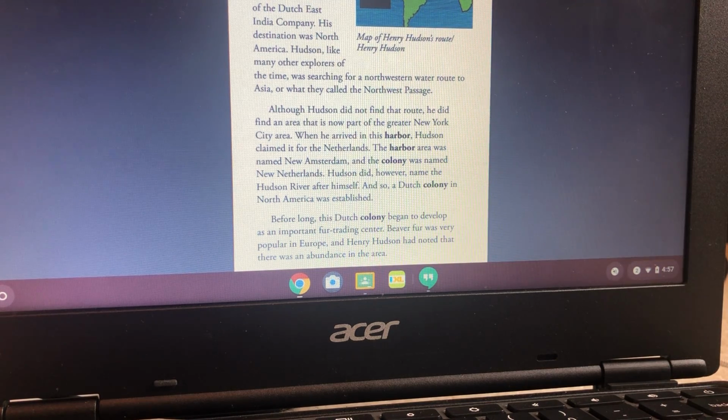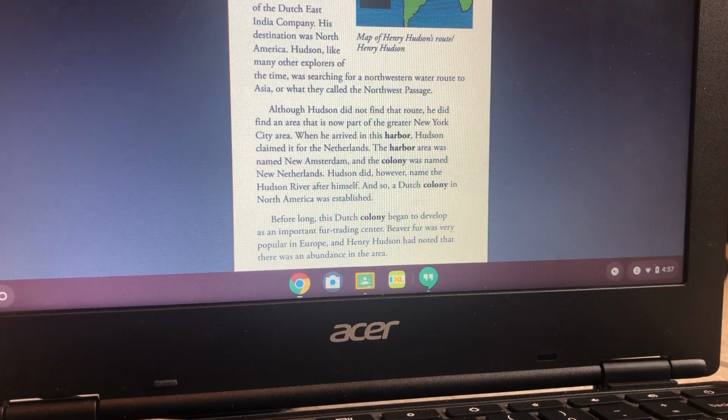Hudson, like many other explorers of the time, was searching for a northwestern water route to Asia, or what they called the Northwest Passage. Although Hudson did not find that route, he did find an area that is now part of the greater New York City area. When he arrived in this harbor, Hudson claimed it for the Netherlands. The harbor area was named New Amsterdam, and the colony was named New Netherlands. Hudson did, however, name the Hudson River after himself, and so a Dutch colony in North America was established.